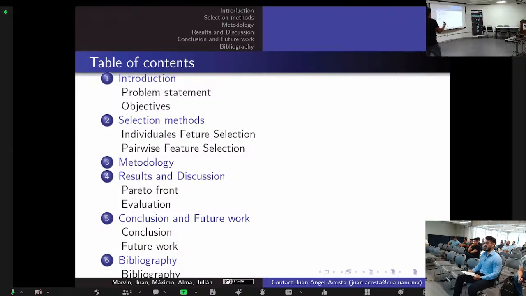the problem statement and objectives. Then I will talk about the selection methods, in this case individual and pairwise feature selection. Then I will describe my methodology and the steps of my experimentation. Then the analysis of results and discussion. I will define the Pareto front and evaluation. And in the end, I will discuss the conclusion and the future work.